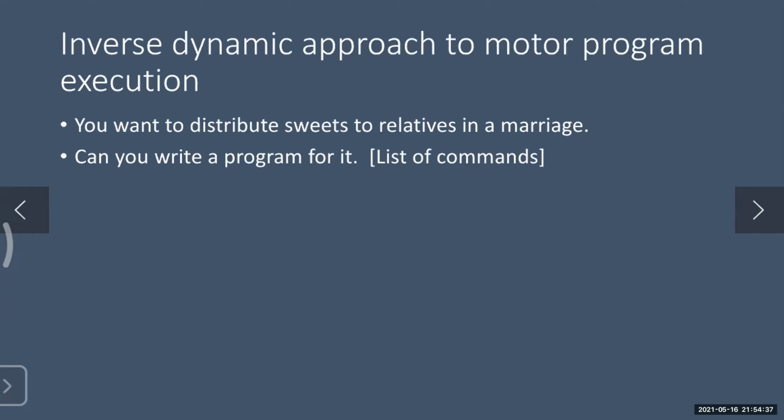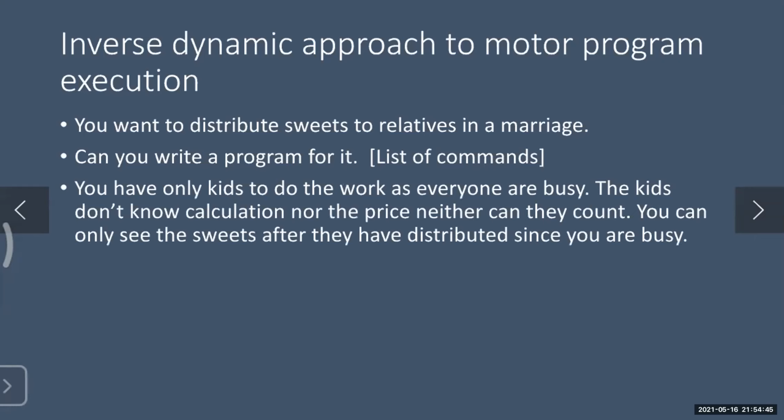Clear? So now I'm going to give you another task, but I'm going to bring in some conditions. Now you're going to prepare it, but you have only kids to do the work. So the marriage is going to come, and you want someone to take charge, but they are all kids. Now the problem with kids is they don't know calculation. They don't know how to calculate, nor the price, the amount of money which needs to be given, neither can they count. That's the problem.